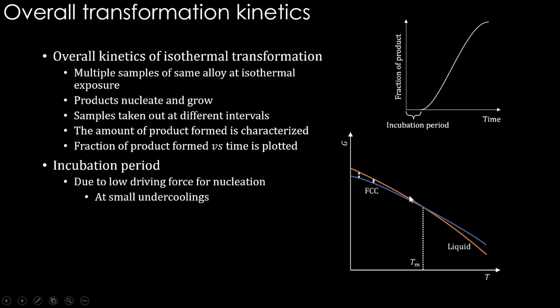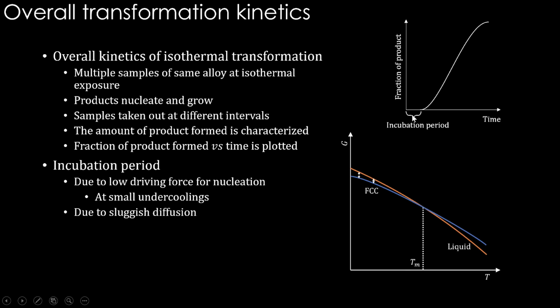We are talking about this. If we go for a smaller undercooling from Tm to this temperature, we get a small delta G. A lower temperature will give an even higher delta G. So at small undercooling, somewhere near this melting point, the undercooling is too small for the transformation to start significantly. Therefore, the nucleation rate will be very low and the incubation period will be large.